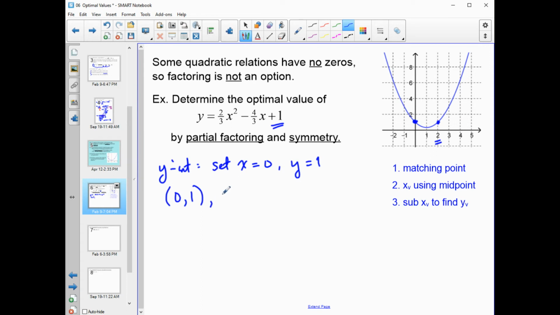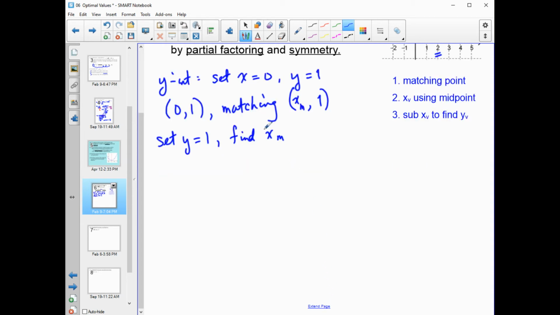And our matching point has coordinates, well, we don't know what the x-coordinate is yet, but we know it has a y-coordinate of 1. So what we're going to do, and actually, you know what? Instead of just writing x there, I'm going to put xm, which is the x-coordinate of the matching point. So I'm going to set the y value equal to 1 in my equation, and I'm going to use that to find xm, the matching point's x-coordinate.